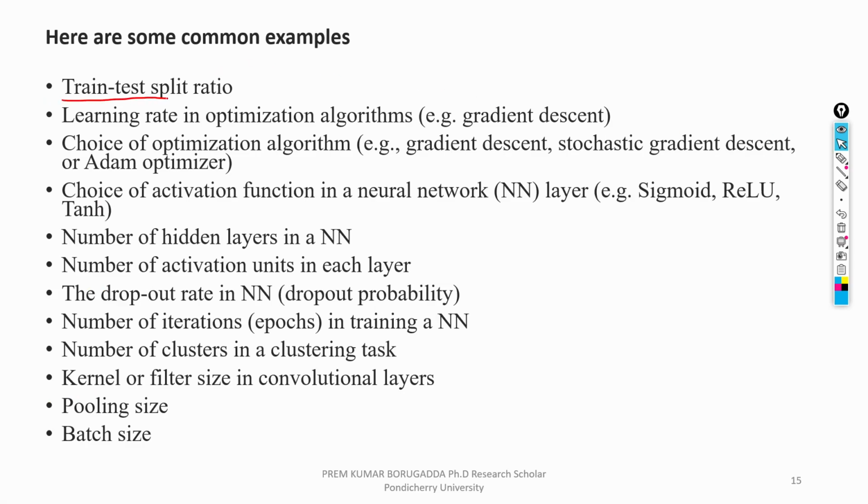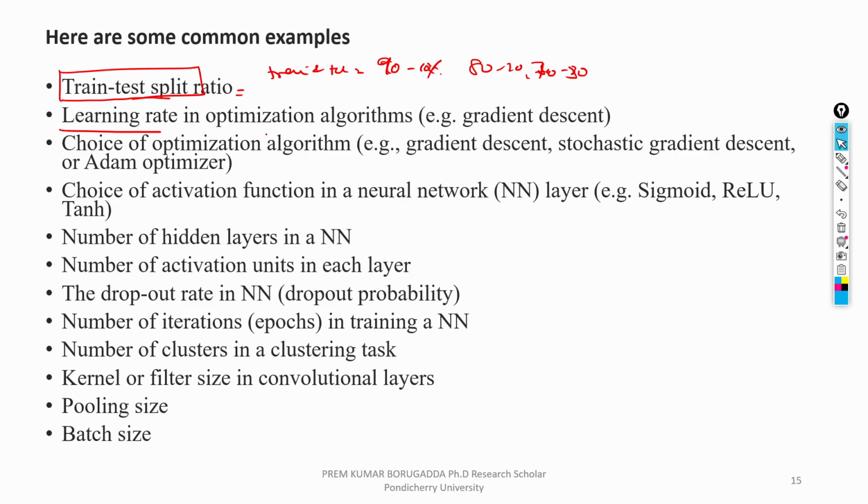Train test split ratio means you divide your data into training and testing, like 90 percent and so on. Nobody will say which is the best percentage ratio, so you have to do trial and error: 90 10, 80 20, 70 30. Like that you need to divide the data set in the ratio using the train test split method.